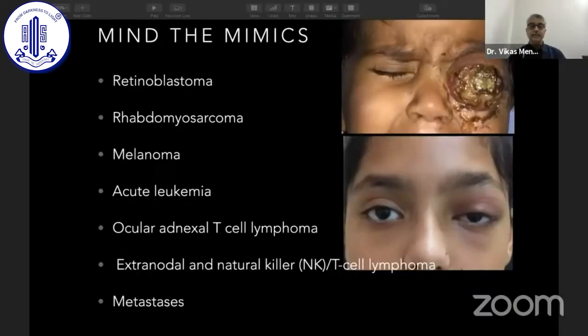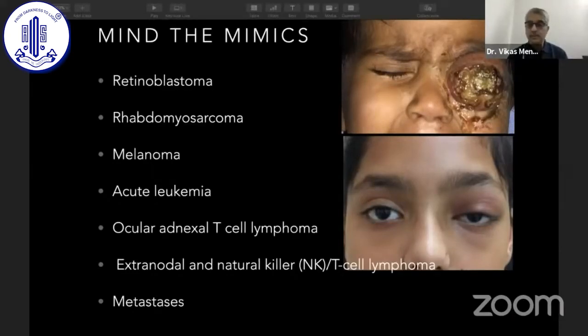Lastly, orbital cellulitis may not always be orbital cellulitis, and you have to keep in mind the differential diagnosis. Some of the more serious ones are retinoblastoma, which may sometimes have an extraocular extension that mimics orbital cellulitis, or it may just be an advanced retinoblastoma, a group E retinoblastoma, which causes inflammation of the orbital tissues. In those cases, you give steroids for some time and see if the inflammation responds, and then you plan your chemotherapy accordingly.